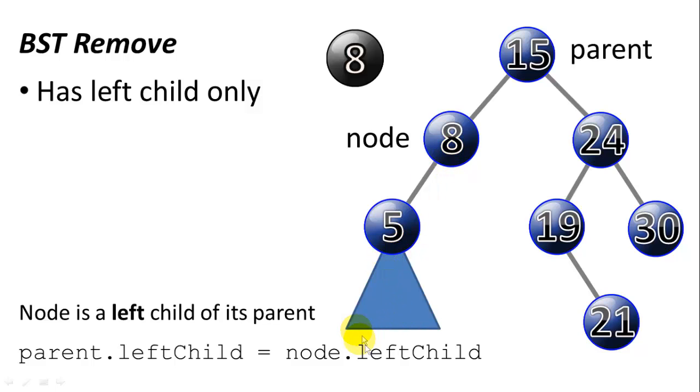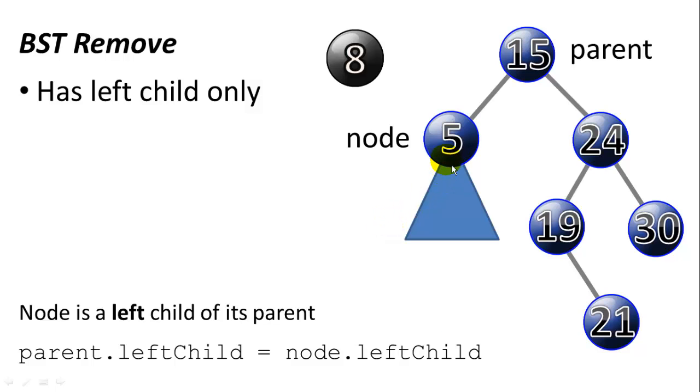Even if 5 has a whole subtree below it of left and right children, we don't even care. We're going to move the entire node and its subtree, if there is one, up to where node 8 is by making 15's left child node 5. So node 8 is now cut out from the tree. It still exists out there somewhere, but it's not included in our tree anymore.